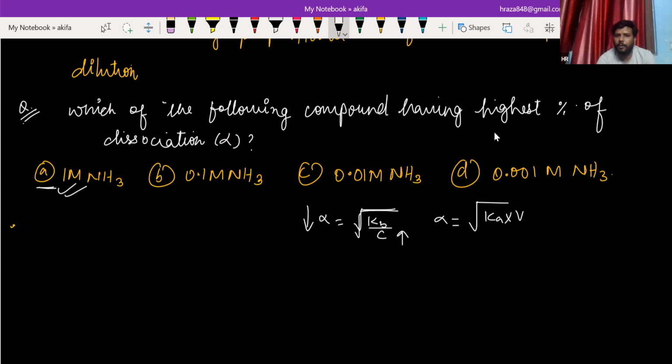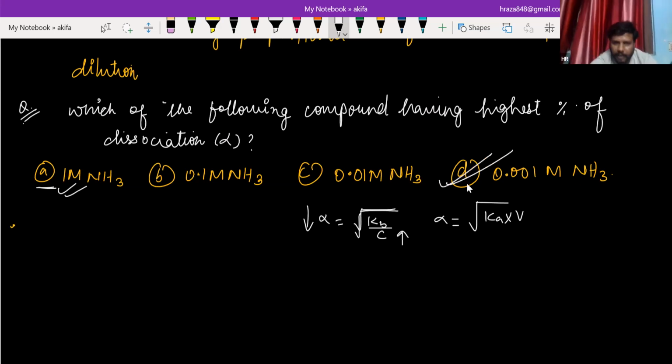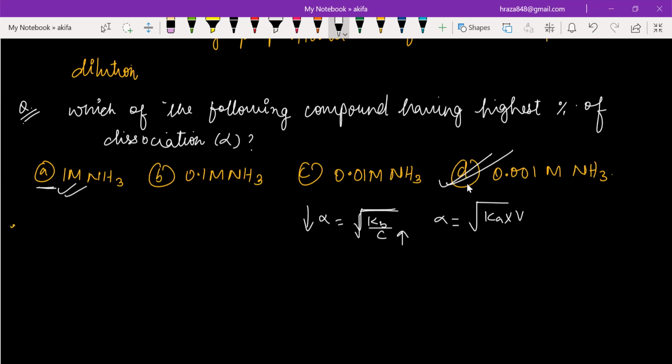Which of the following compounds will have the highest percent of dissociation? The value of alpha is maximum in D because it will be less concentrated. Yes. Okay.